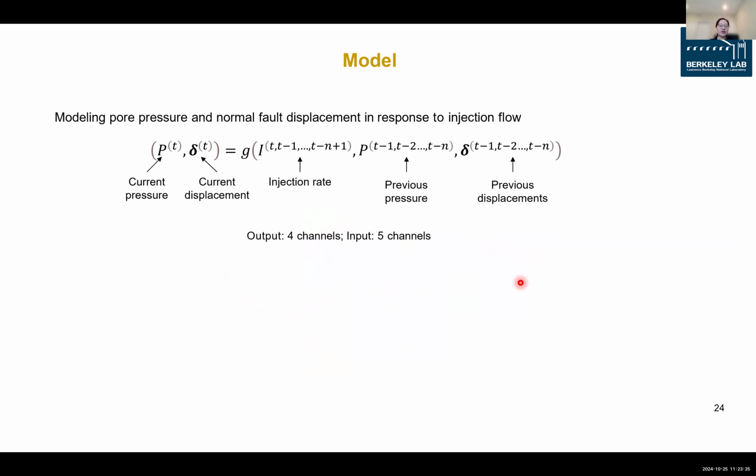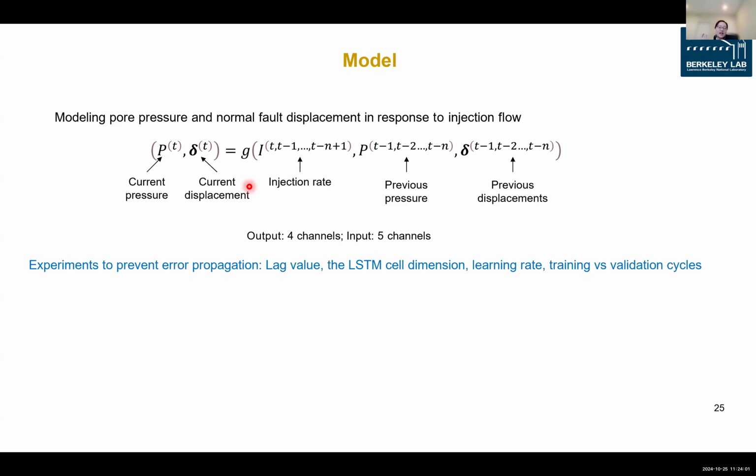The model we use considers the injection rate from the current and also previous steps, and also the previous pressure and displacement response. The prediction is the current pressure and the current displacement. Note that the current pressure means the current time step, but then in propagating it becomes the previous one. So the input has 5 different channels, including the injection pressure and 3 components of displacement, and the output has 4 channels.